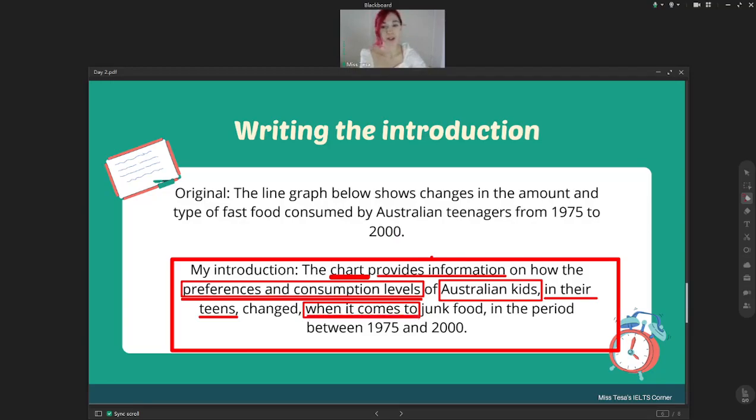But when I said when it comes to junk food, then it's clear that we are talking about their preferences in the kind of junk food that they like to eat and their consumption levels in the kind of junk food they like to eat.